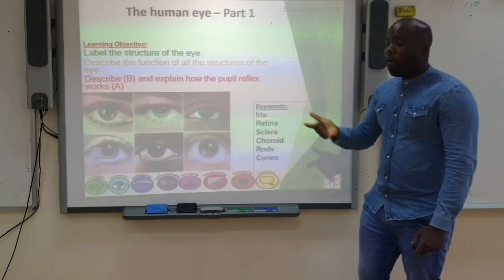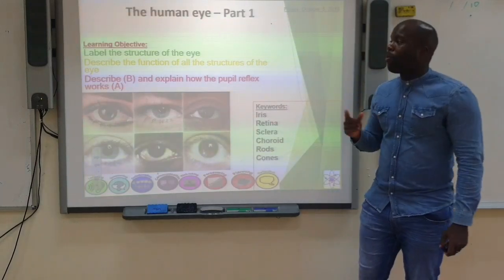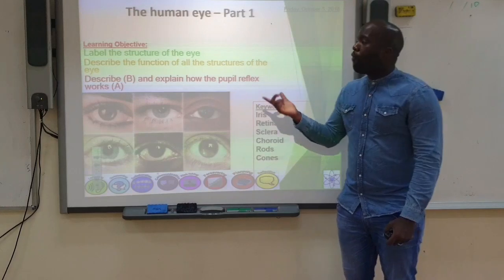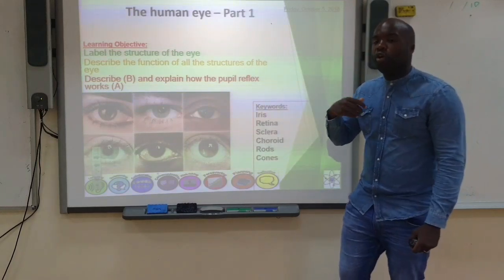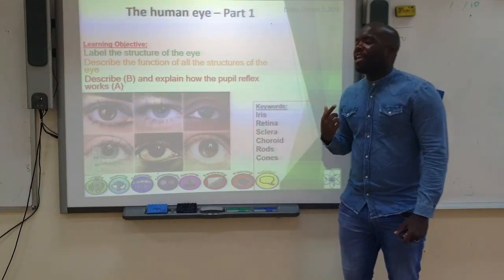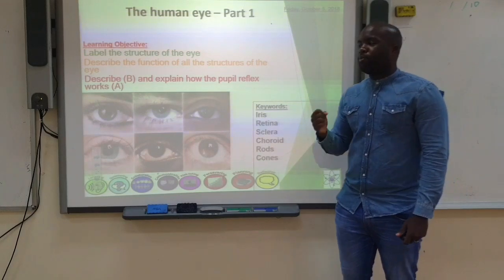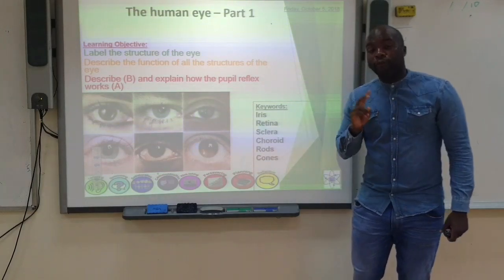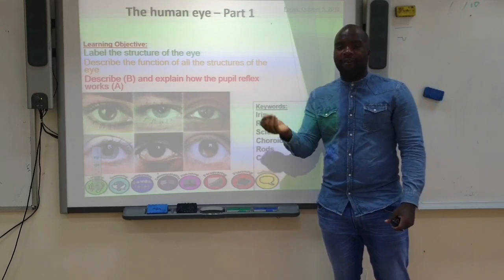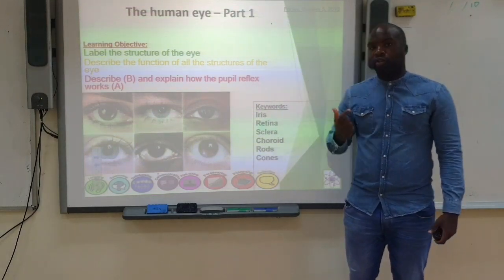Hopefully by the end of this video, and by the end of part 1, you're able to label the structure of the eye. Hopefully you're also able to describe the function of all structures of the eye. And finally, hopefully you're able to describe and explain how the pupil reflex works. Stay tuned for part 2, which is looking at focusing light onto the retina.